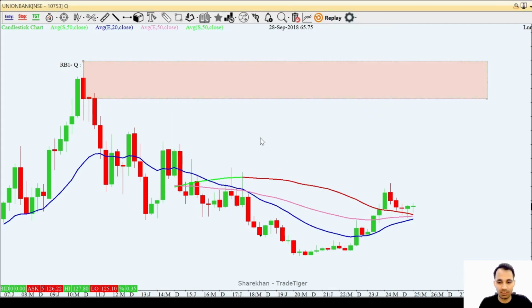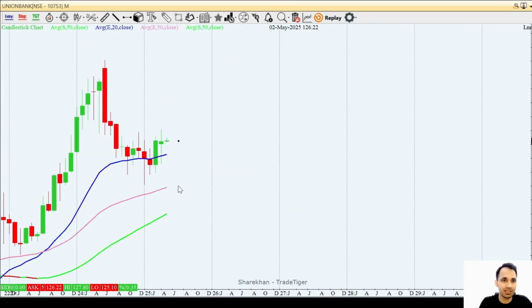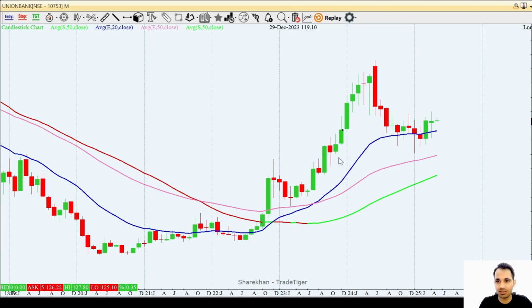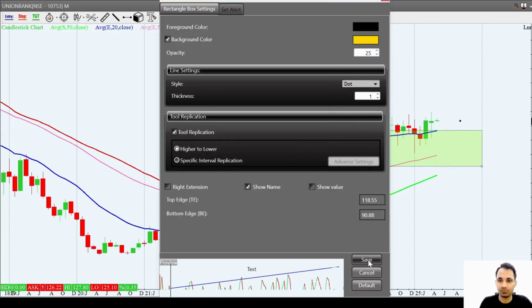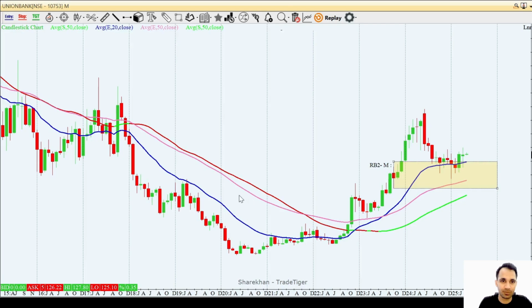Then I will go to monthly time frame. On monthly, do I see anything? I see a demand zone in here. Order has already been picked from this one, so I'll change the color to yellow. And there's another demand zone in here.